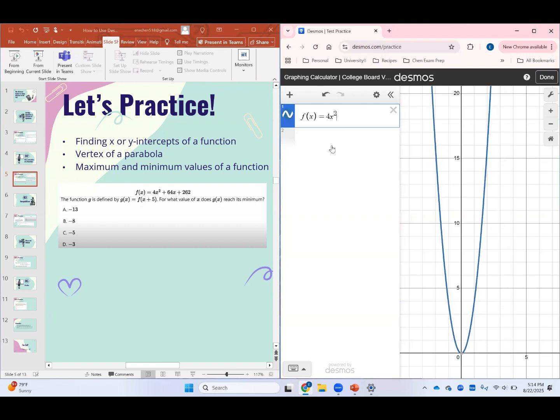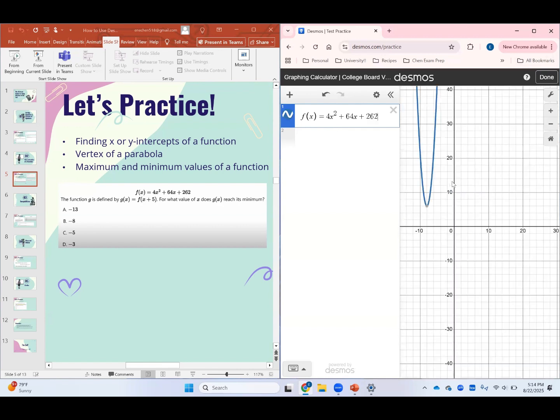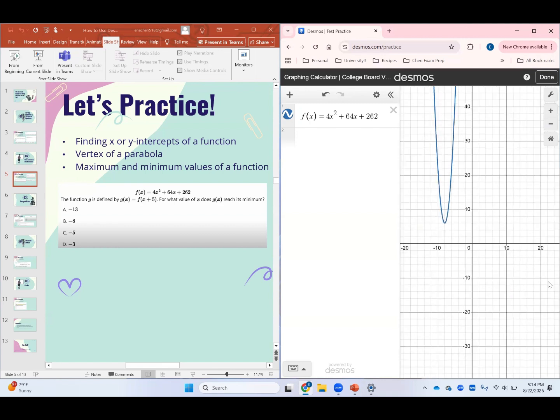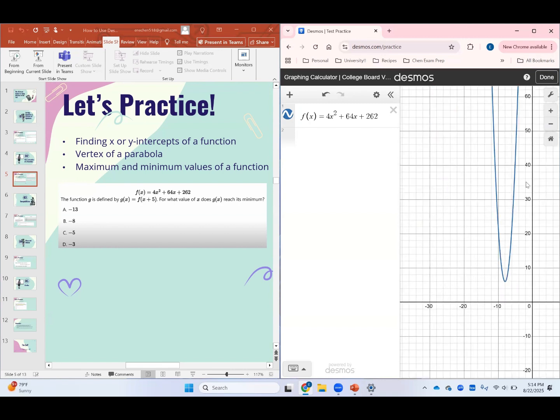F at x equals 4x squared plus 64x plus 262. And you can see if I full screen or zoom out, this gives you a beautiful parabola. And this is your quadratic function. And then go back to the question.